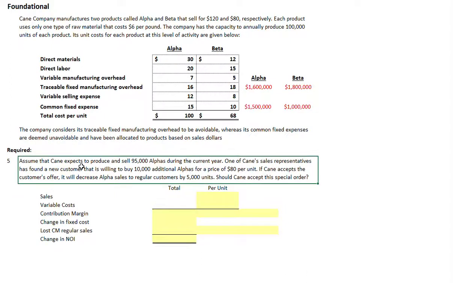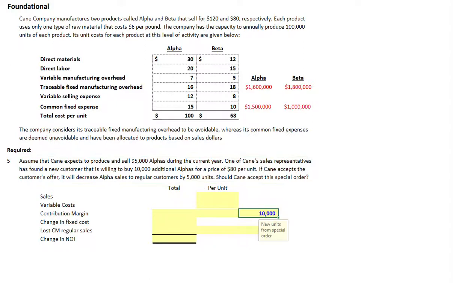In this problem, we're told that Kane expects to sell 95,000 alphas during the current year. Again, our capacity is 100,000, so we've got some excess capacity. One of Kane's sales reps has found a new customer that's willing to buy 10,000 additional alphas. So that's going to be a bit of a problem. We only have capacity for 5,000 at a price of $80 per unit. If Kane accepts the offer, of course, it's going to have to decrease its sales of alphas to regular customers by 5,000 units. So the question is, should we accept the special order?